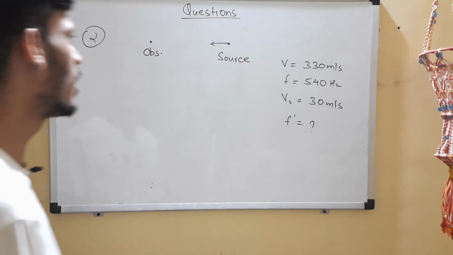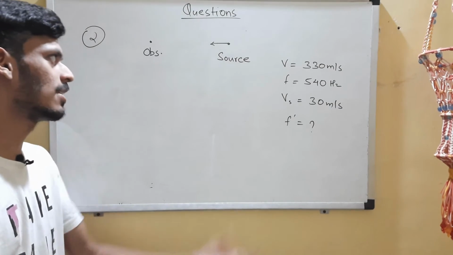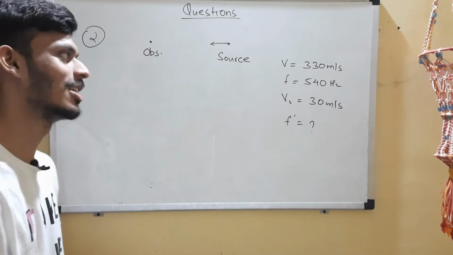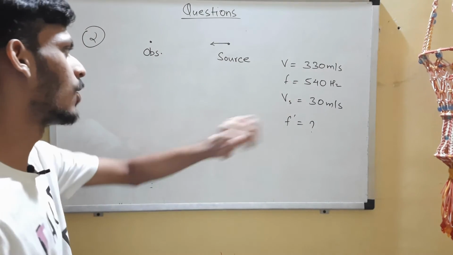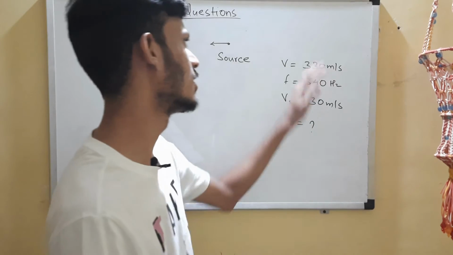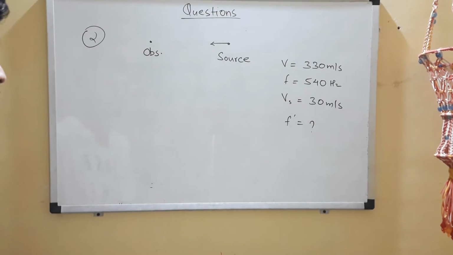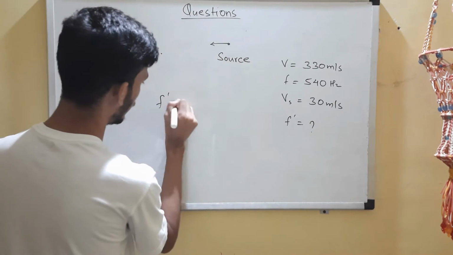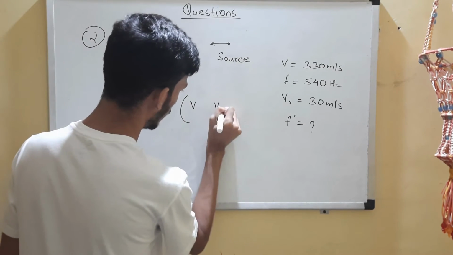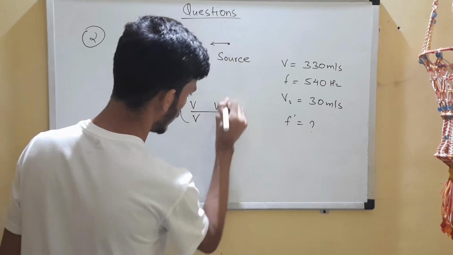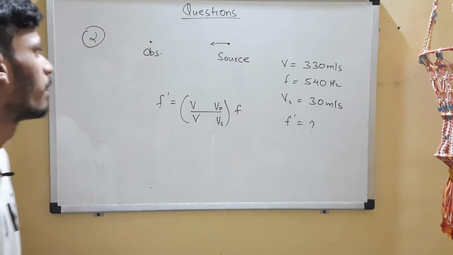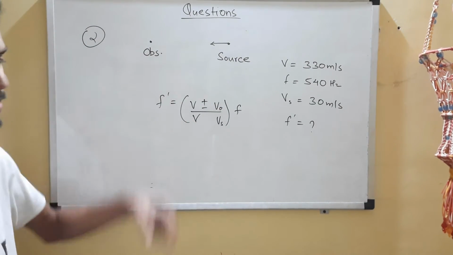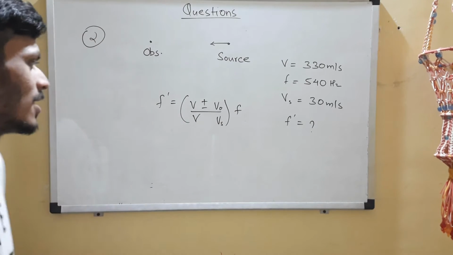Question 2: again you can see the observer is at rest, and the source is moving with a velocity of 30 meters per second towards the observer this time. The frequency of the sound waves emitted is 540 hertz, and the speed of sound in air is 330 meters per second. Again, find the apparent frequency. So let's do it. F dash will be given as (V ± VO) divided by (V ± Vs) into f. The observer is at rest, so it's plus or minus 0.